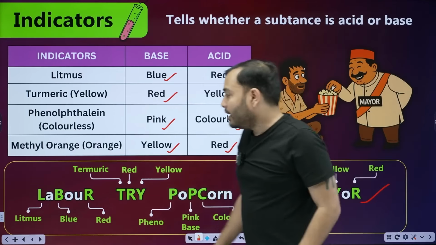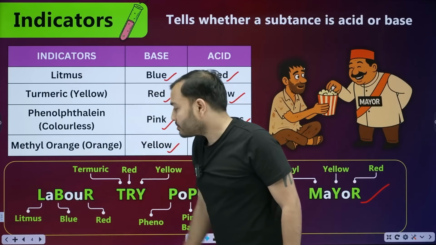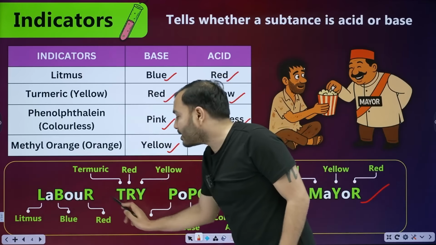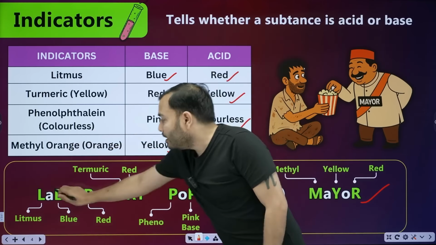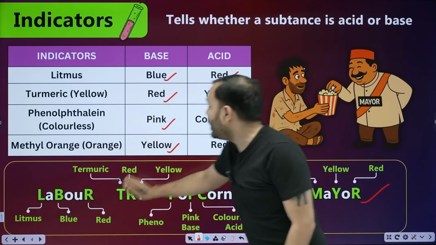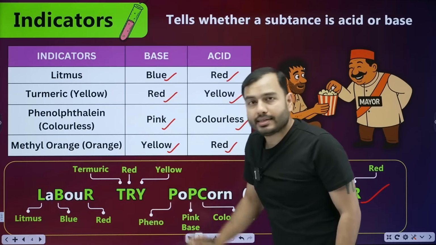Now understand, in LBR, L means litmus, B means blue, R means red. First comes the base, then comes the acid. Litmus, blue, red. First comes base, then comes the acid.